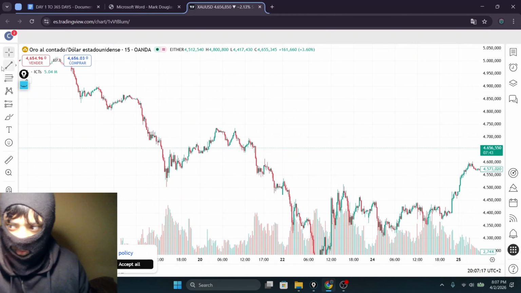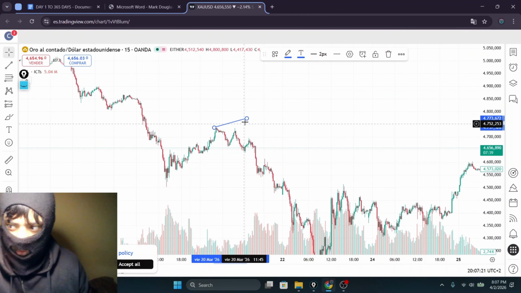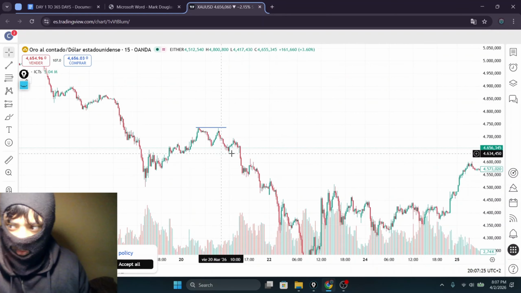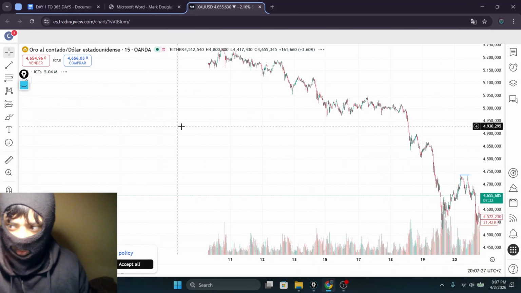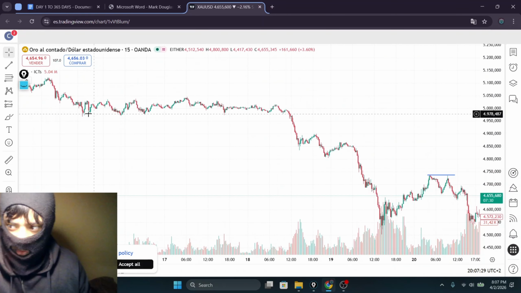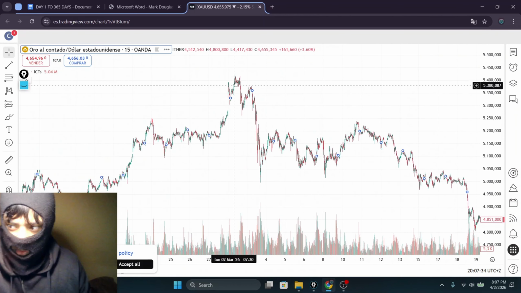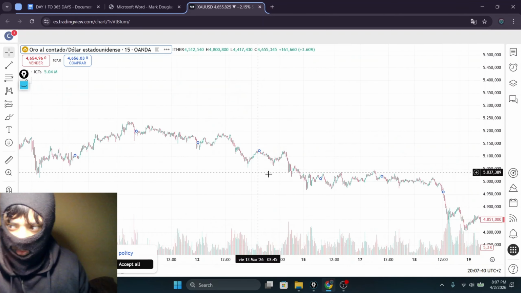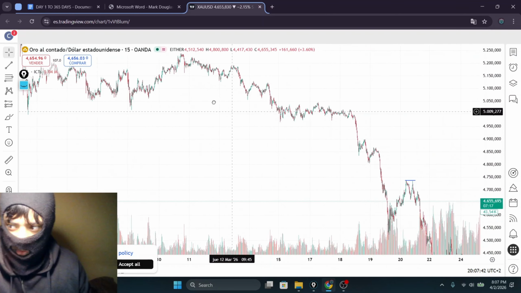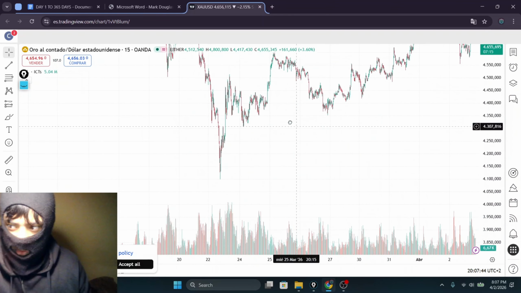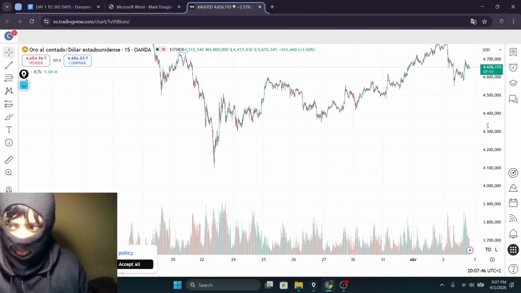For example, this is known as equal high, and what is the point of interest? Point of interest is where the market has interest.